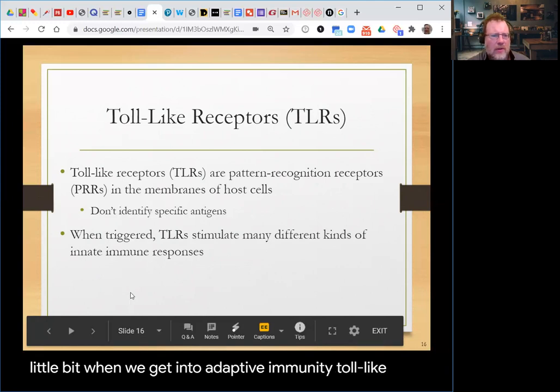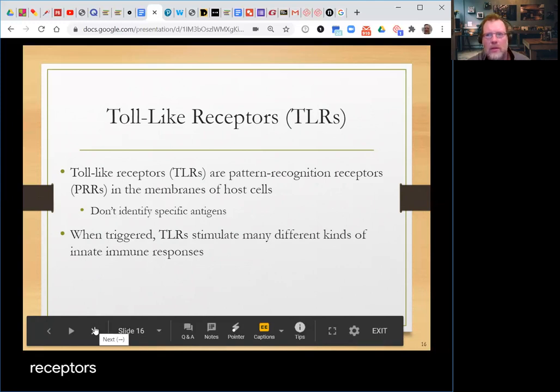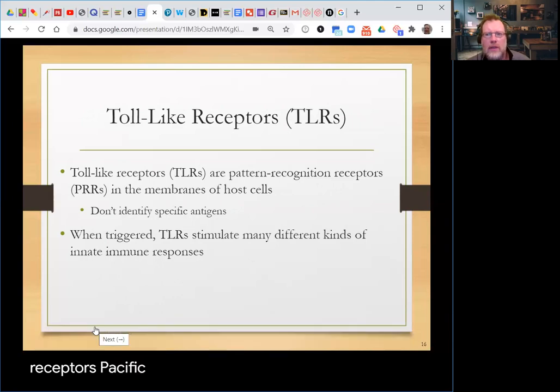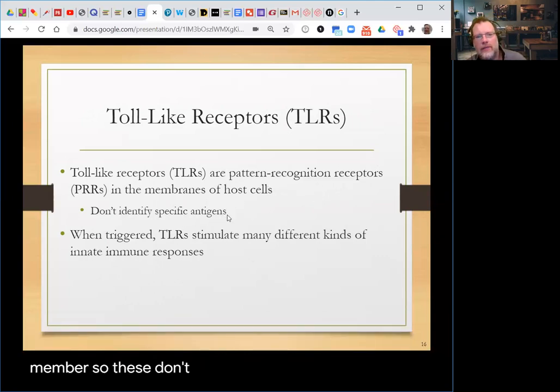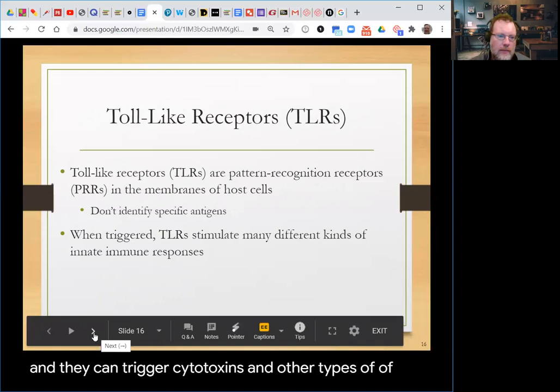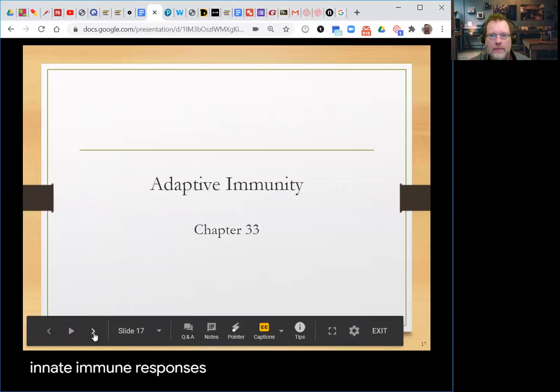Toll-like receptors, nonspecific, pattern recognition receptors in the membrane. So these don't identify specific antigens. They try to recognize patterns. And if they recognize a pattern, they can trigger cytotoxins and other types of innate immune responses.